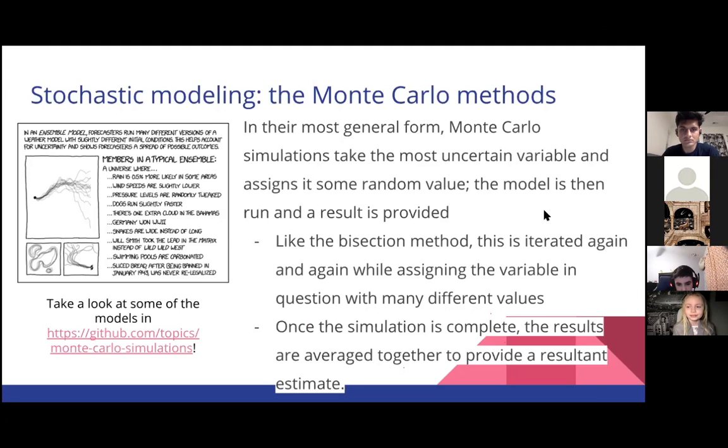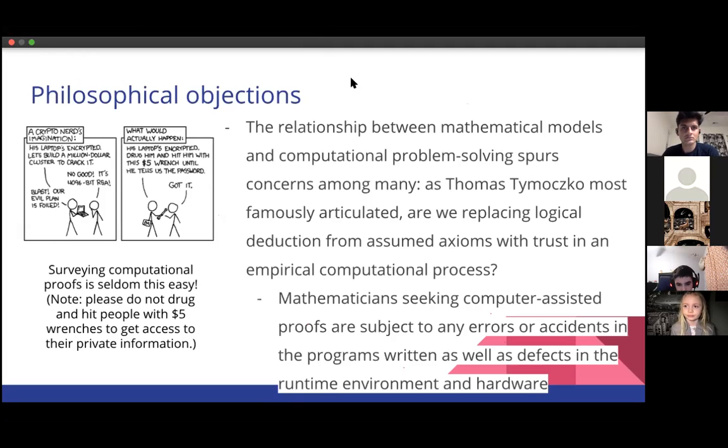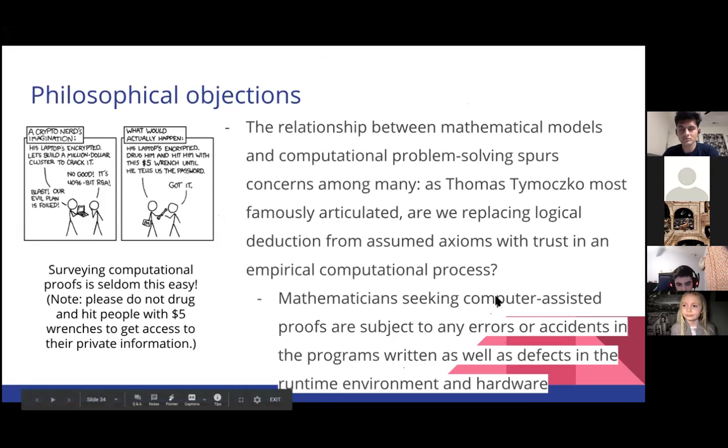Okay, so why don't we move on? Finally, let's think about some of the philosophical objections to what we've just talked about. The relationship between mathematical modeling and computational problem solving spurs concerns among many, as Thomas Tymoczko most famously articulated. In doing that, are we just replacing logical deduction from assumed axioms with trust in an empirical computational process? Mathematicians seeking computer-assisted proofs are subject to any errors or accidents in the programs written, as well as defects in the runtime environment and hardware.